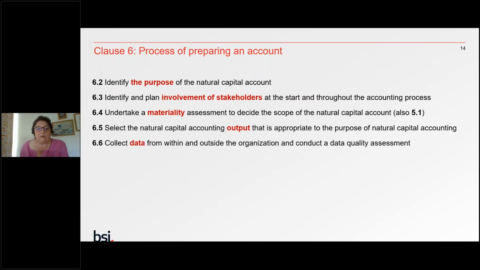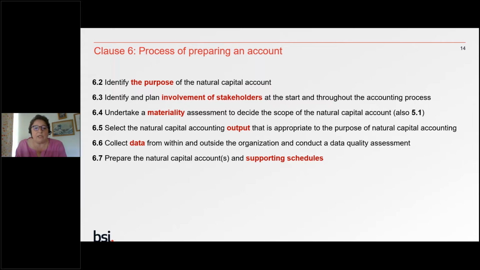Because it's a multidisciplinary endeavor, it's very important that you involve stakeholders internally and externally into the accounting preparation process, and that includes experts but also decision makers. Because the scope could potentially be so large, the standard encourages the organizations to think about what's material. But we follow the double materiality principle. So what's material for the decisions of the operations of the organization, but also what's material for nature.